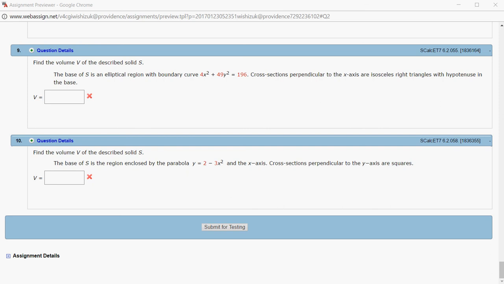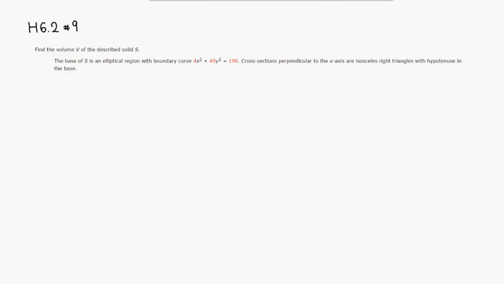Alright, let's look at homework 6.2, problem number 9. Let's look at this elliptical region here. I'm going to rewrite it in standard form. We have 4x squared plus 49y squared is equal to 196. So what we're going to do is divide through by 196 and see what we get here.